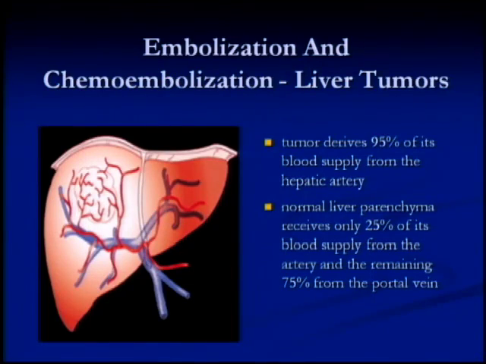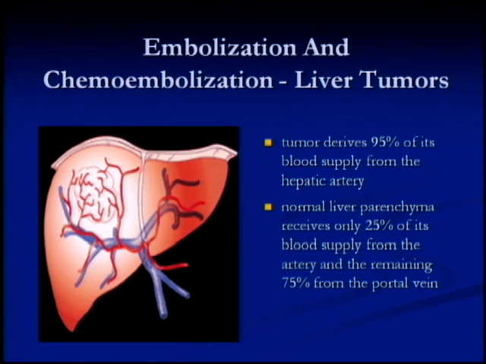And the reason we can safely inject particles and block up the blood supply to the liver or the tumor is that the liver is probably the only organ in the body which has a dual blood supply. You have the hepatic artery, which brings blood to the liver, as well as the portal vein, and both of them supply the liver.